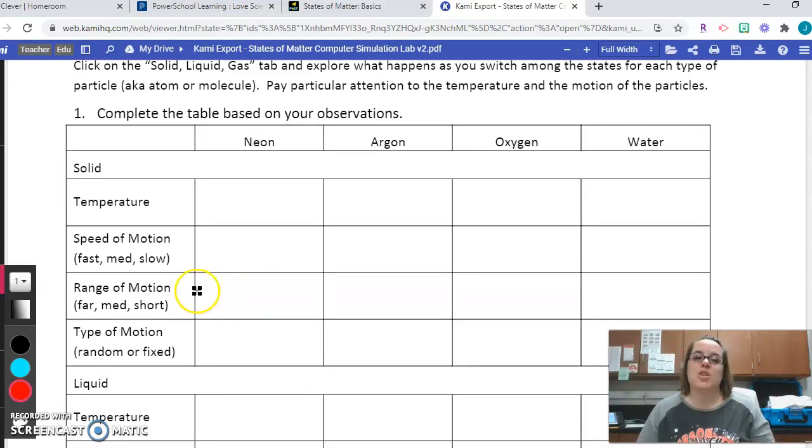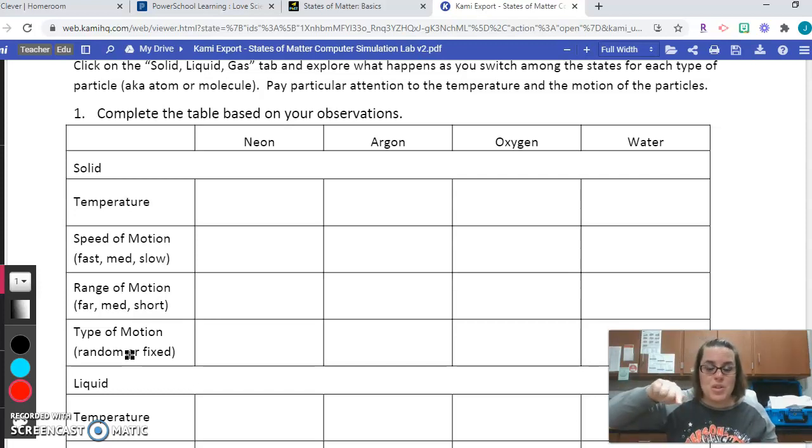Okay, the range of motion. And they give you clues there. Is it fast, is it medium, or is it slow? So you can categorize them. Is it far? Is it kind of just mid-range, or do they not move very far at all? And then what's their type of motion? Is it random, like they're bouncing all over everywhere? Or is it fixed? Can they only move, think of like race cars on a racetrack, can they only move in a certain pattern or in a certain position?